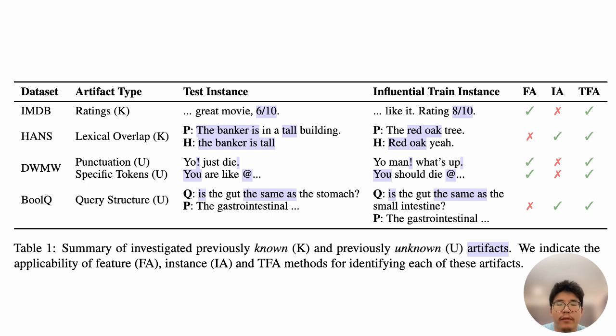They show that their method can find some existing known artifacts and some new unknown artifacts in these 4 datasets. Here the notation FA and IA means the word saliency methods and the influence function for the instance level methods, that is the last paper that we introduced earlier. From these examples, we can see that their method combines some strengths of the FA and IA methods.